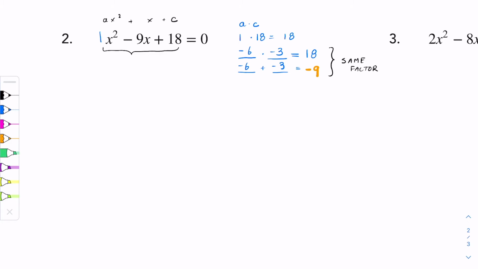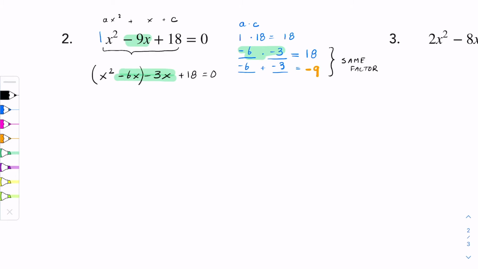Now we rewrite the middle term. That's all we do in this next step. We have x squared. Instead of writing negative 9x, we're going to use our two factors. We're going to write this as negative 6x minus 3x plus 18 equals 0. So all I did was rewrite what I highlighted in green as negative 9x. I rewrote that as negative 6x minus 3x.